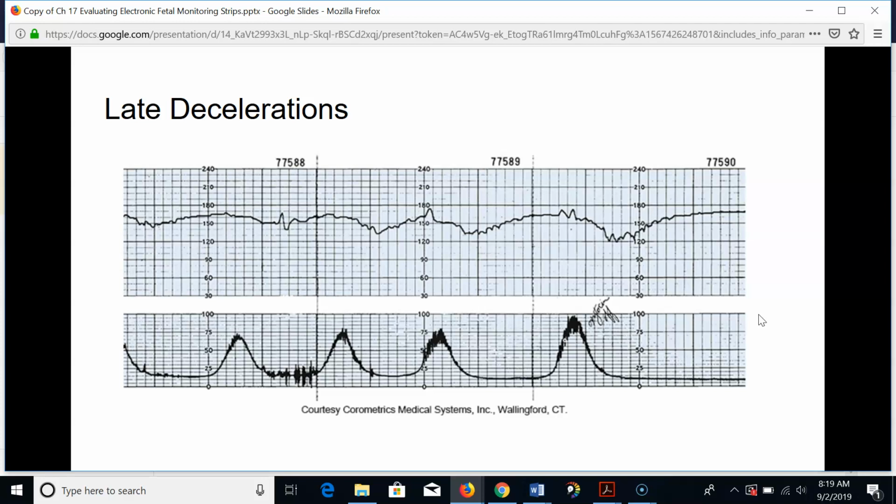And 3, what do we do about them? There are nursing interventions we must do. The first one is to change the maternal position. Left side is best, but if she's laying on her left, switch her to her right side. Sometimes just changing position will be enough to get the gas exchange going again.